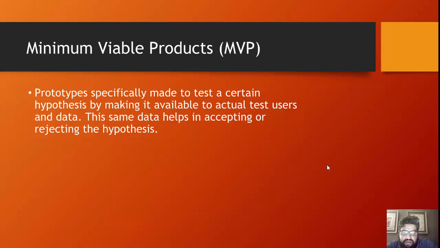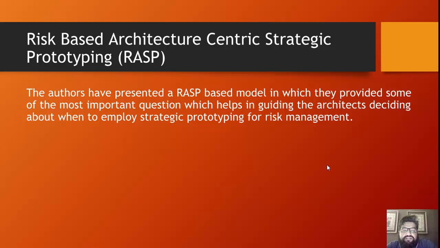Keeping all this in mind, the authors proposed a risk-based, architecture-centric strategic prototyping mechanism. The authors have presented a RASP-based model in which they provided some of the most important questions which help in guiding architects in deciding when to employ strategic prototyping for risk management.